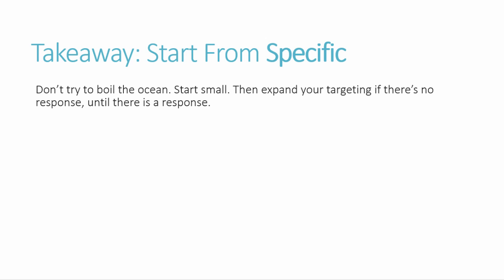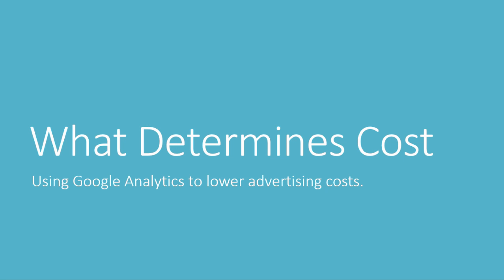Because remember, the average time on a page is, for 55% of internet users, less than 15 seconds. So the takeaway from this campaign is start from specific. Don't try to boil the ocean. Start small and expand your targeting if there's no response, measuring the response with what? Bounce rate, average time on page, using Google AdWords until there is a response. That's it for this lecture, guys, and I'll see you on the next one.